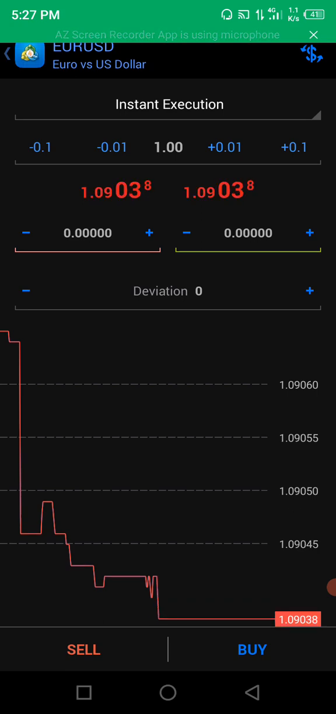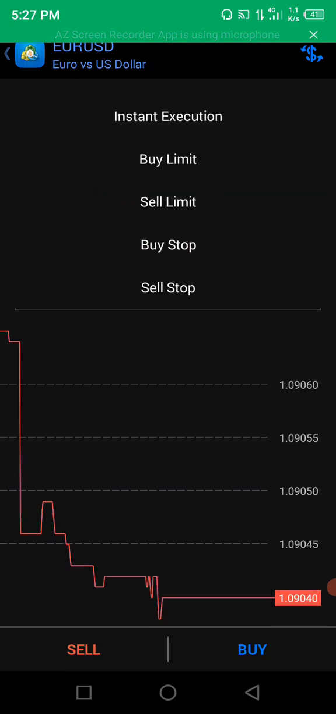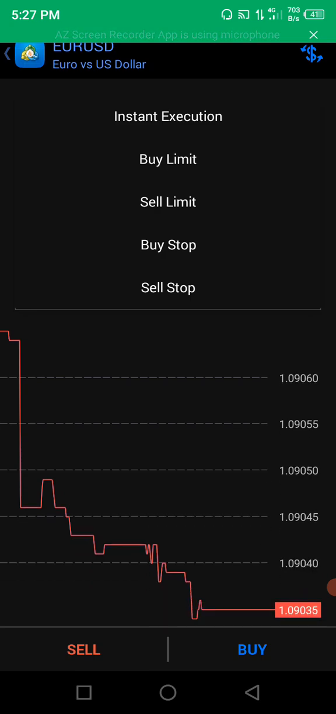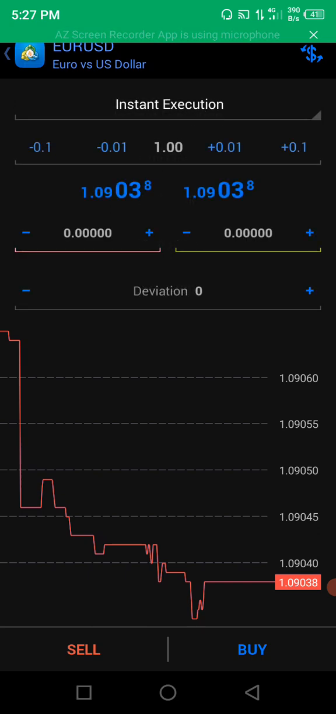So if it's a pending order, then you simply click on where you have the instant execution, then you have these pending orders here: buy limit, sell limit, buy stop, and then sell stop.